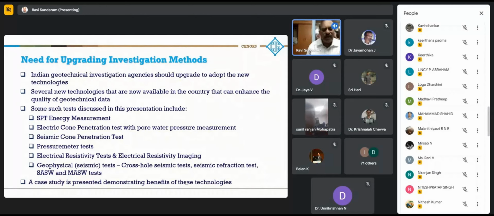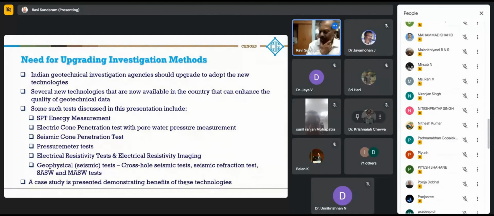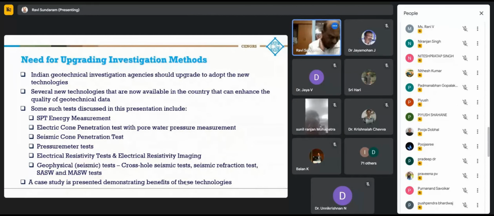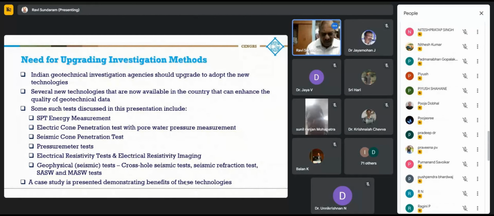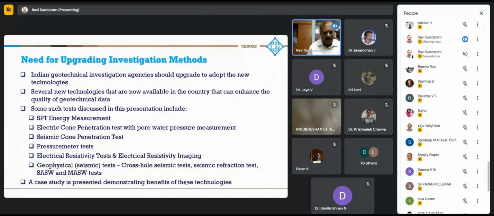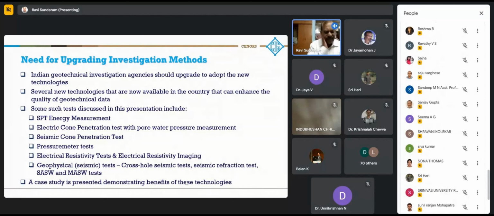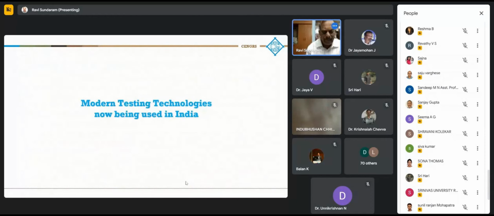Then I will talk about electric cone penetration test with pore water pressure measurement. Then also the seismic cone penetration test. The other important test which helps in getting the realistic parameters is pressure meter test. Also geophysical tests like electrical resistivity test, electrical resistivity imaging, and seismic tests like cross-hole seismic tests, seismic refraction tests, SASW, MASW, and all these. I'll be just giving you an introduction to all these various tests and also presenting a case study demonstrating the benefit of these technologies. So let's look at some of these modern technologies being used in the country now.